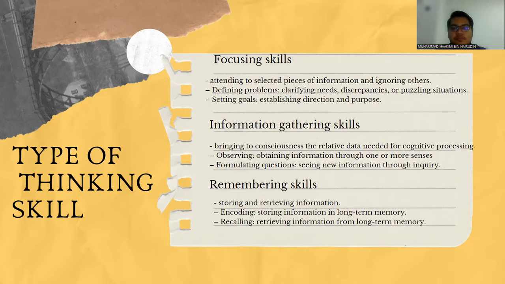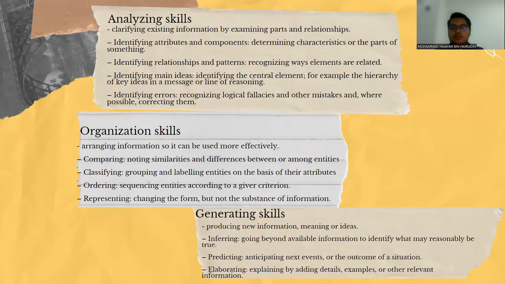The third point is remembering skills, by storing and retrieving information. And we should encode by storing information in long-term memory, and by recalling and retrieving information from long-term memory. The fourth one is analyzing skills, by clarifying existing information by examining parts and relationships. And we should identify attributes and components by determining the characteristics or parts of something.